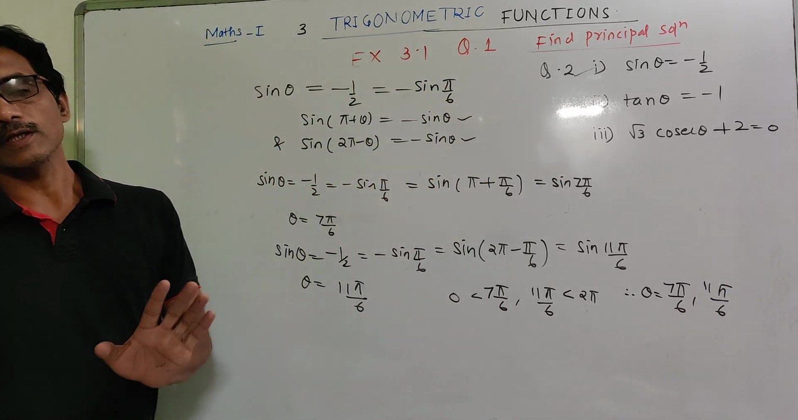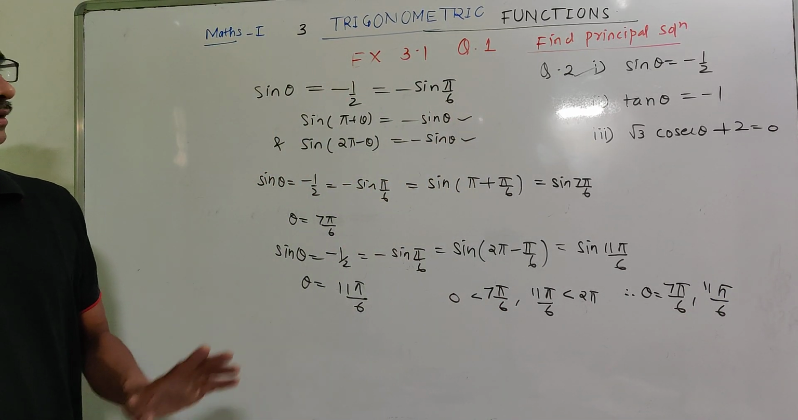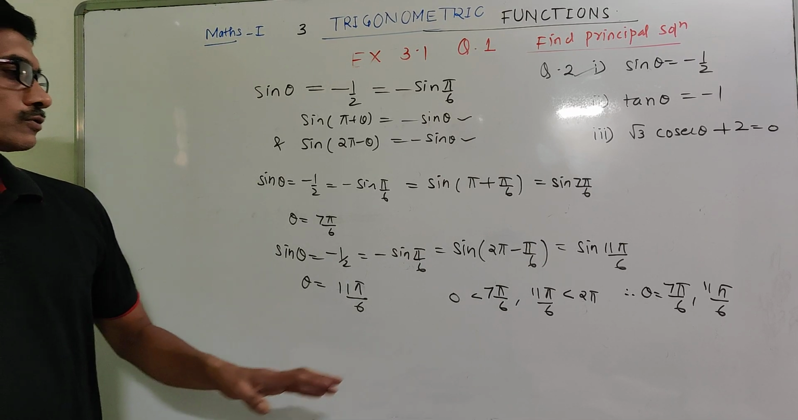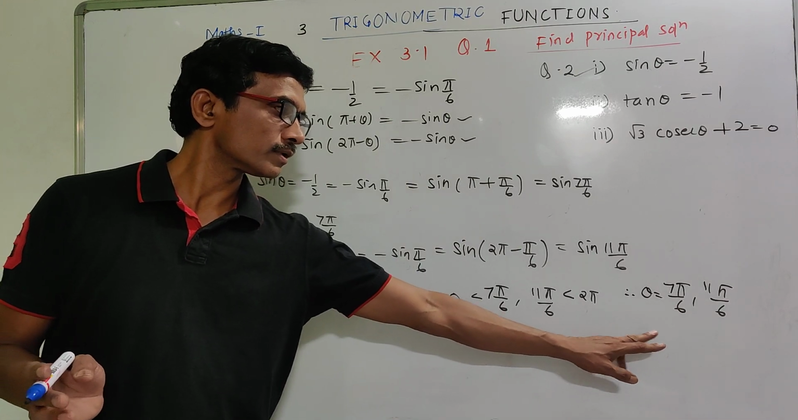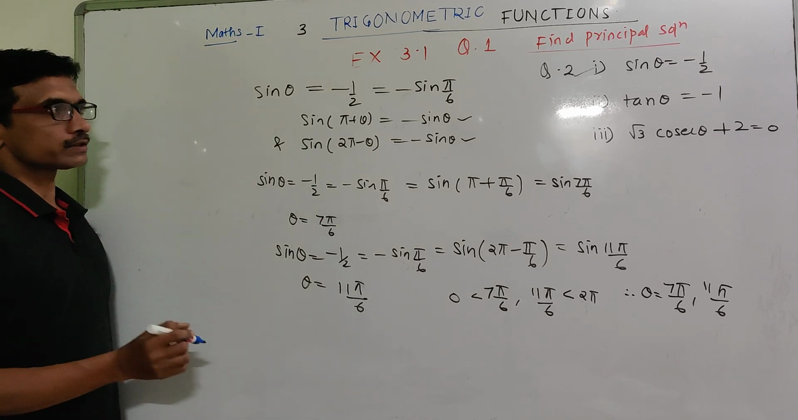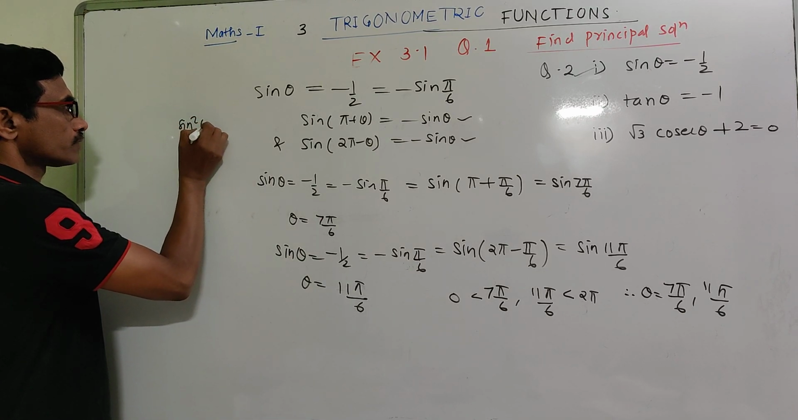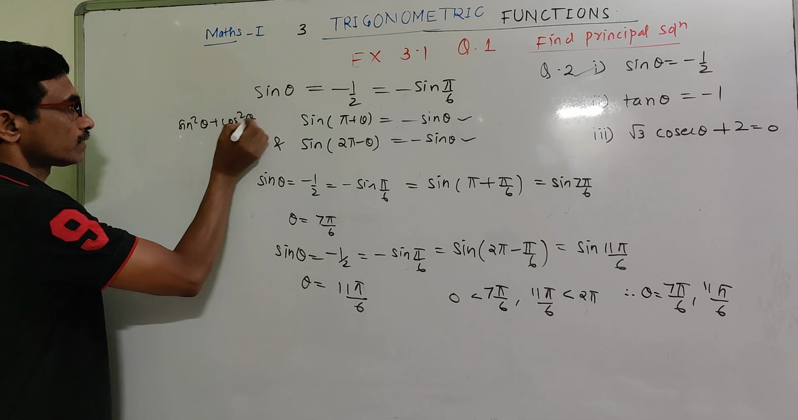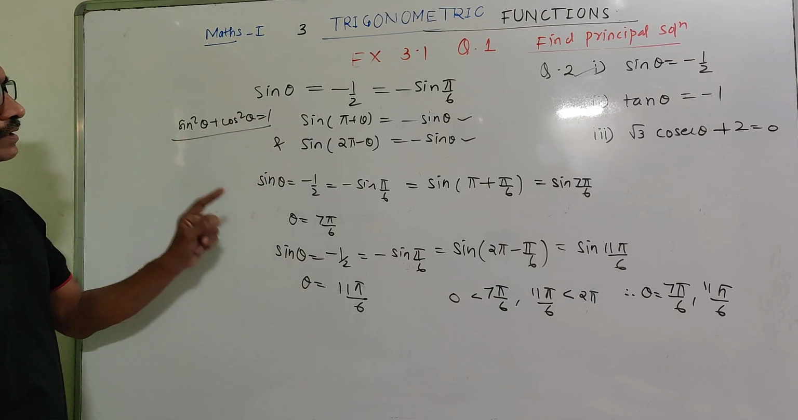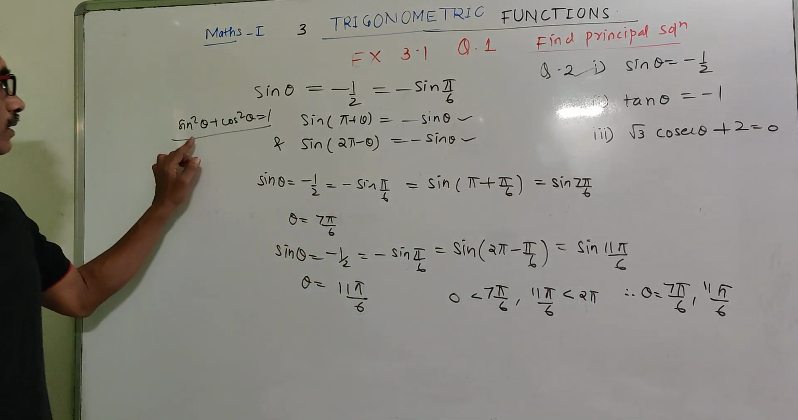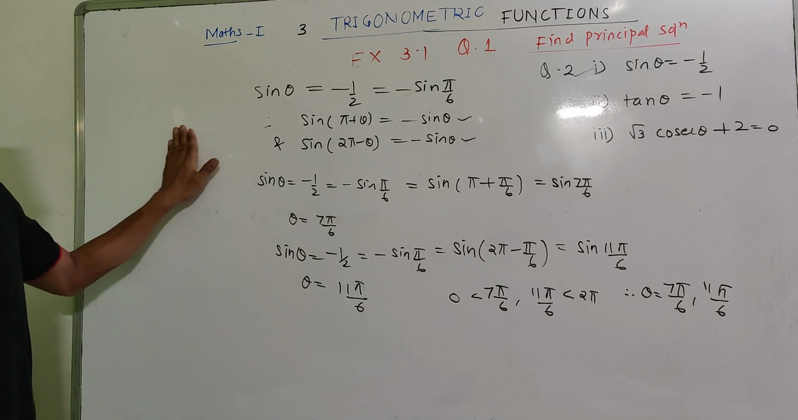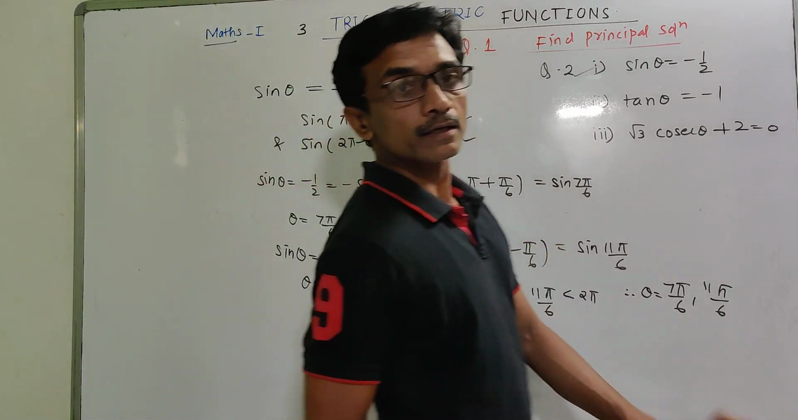Students, principal solutions are finite in number. Then we are going to see general solutions which are infinite in number. Principal solutions are finite in number, mostly we are getting 2, except one equation, that is sin square theta plus cos square theta is equal to 1. Here any angle can satisfy this equation, therefore within this 0 to 2 pi you will get infinite number of values of this theta. So otherwise principal solutions are finite in number.